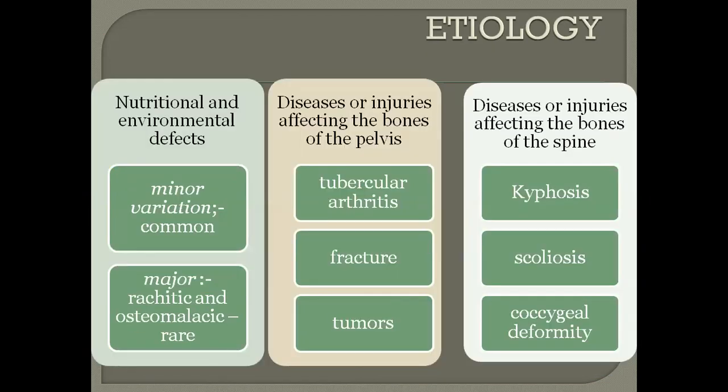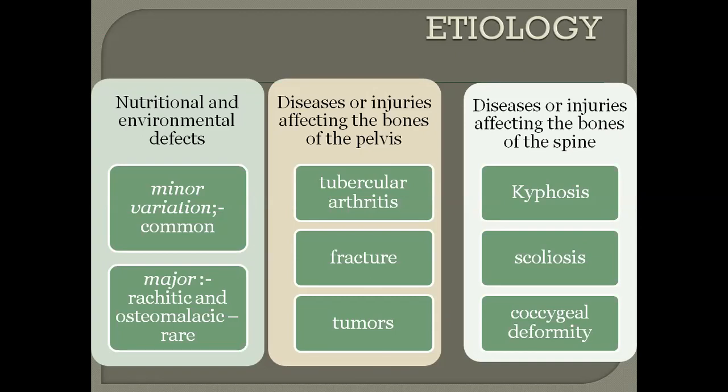So here in nutritional or environmental defects, there are minor variations, not major. So it is very common. But the major variation can occur in these two, that is rachitic and osteomalacic pelvis. This we will discuss in later slides. Okay. Then diseases or injuries affecting the bones of the pelvis.